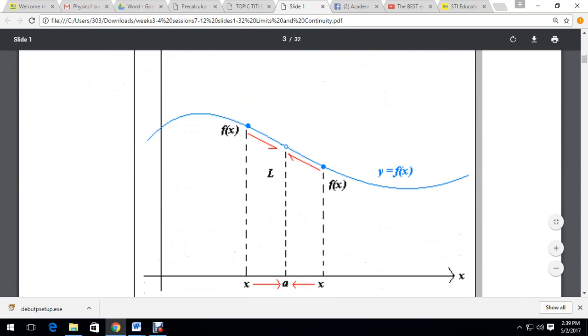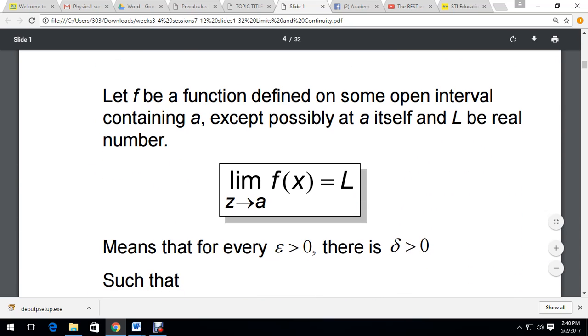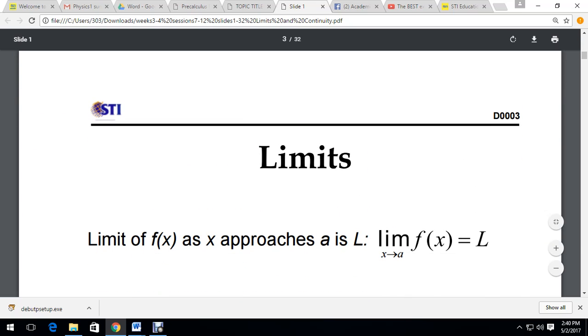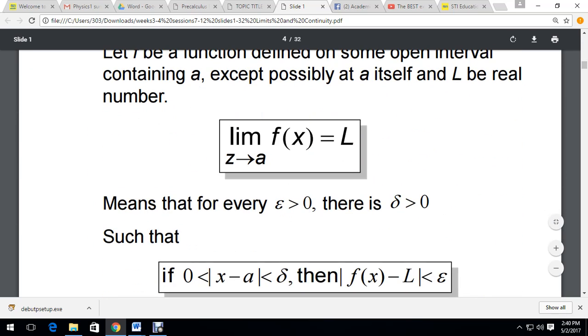Okay, so before that, let's have the formal definition of the limit of a function. Let f be a function defined on some open interval containing a, except possibly at a itself, and L be a real number. That is illustrated in the example. In this expression, you have the limit of f of x is equal to L as x approaches a. Let me make a correction: this is supposed to be x as x approaches a, not z.